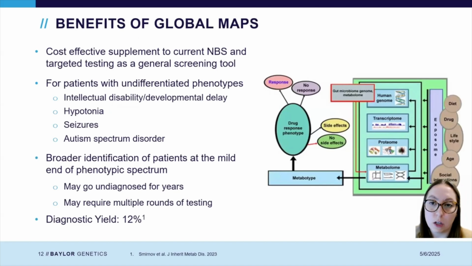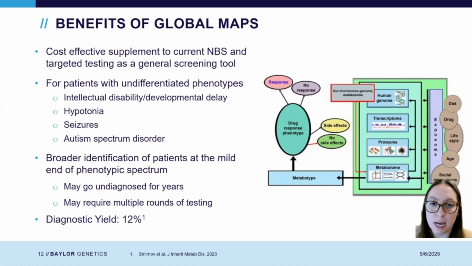Global Maps serves as a cost-effective supplement to both newborn screening and targeted metabolic tests, offering a general screening tool for patients with highly heterogeneous, undifferentiated phenotypes. It can be particularly valuable for individuals presenting with intellectual disability, developmental delay, hypotonia, seizures, or a diagnosis of autism spectrum disorder, groups in which traditional testing and screening may not always result in a diagnosis.